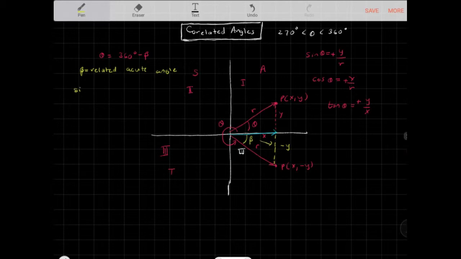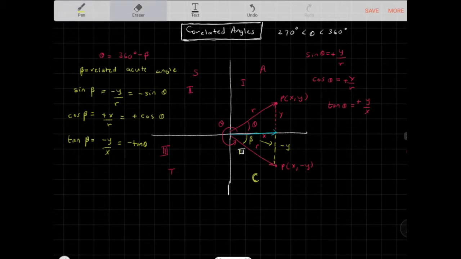and if I looked at my ratios, sine of beta is equal to negative y over r, the hypotenuse, right? Opposite over hypotenuse. And because it's negative, this is going to be equal to negative sine theta. Okay? Cosine beta is equal to positive x over r, which is equal to positive cosine theta. And tan beta is equal to negative y over x, which is equal to negative tan theta. So this also indicates that one of the ratios here is positive, and in fact, the cosine ratio is positive in the fourth quadrant. Okay, so in the fourth quadrant, the cosine ratio is positive, right?